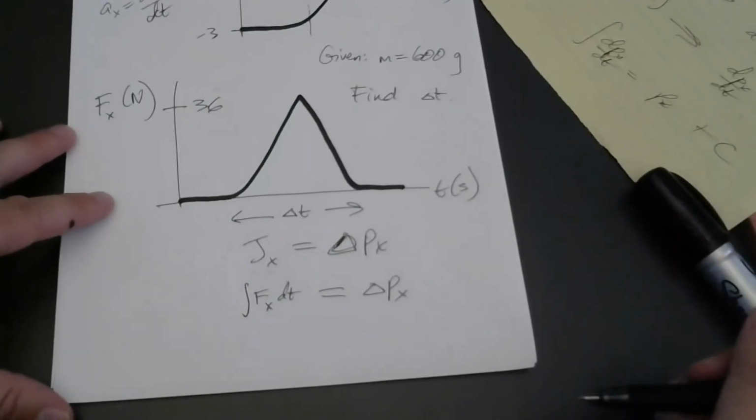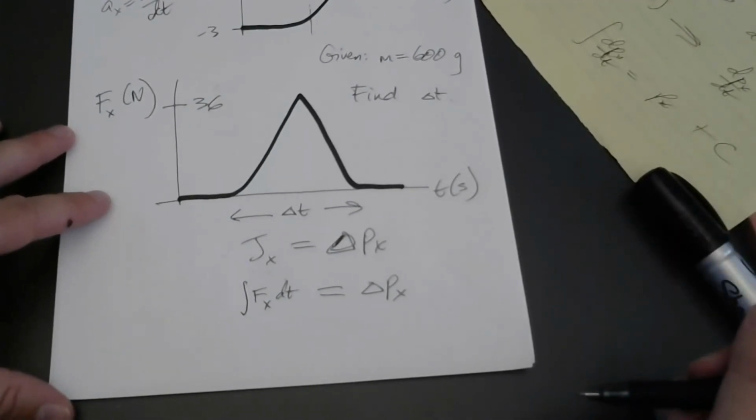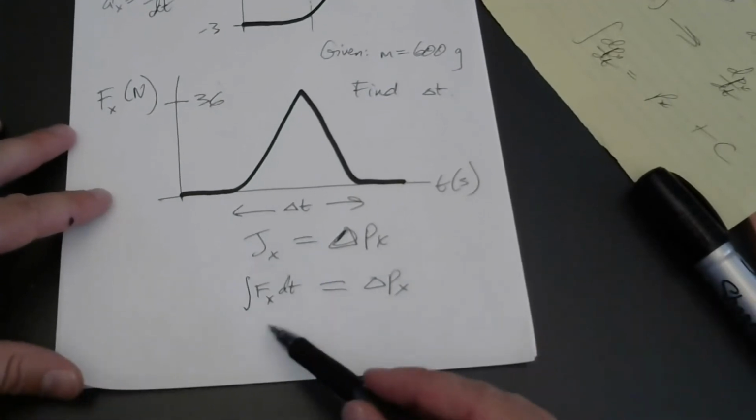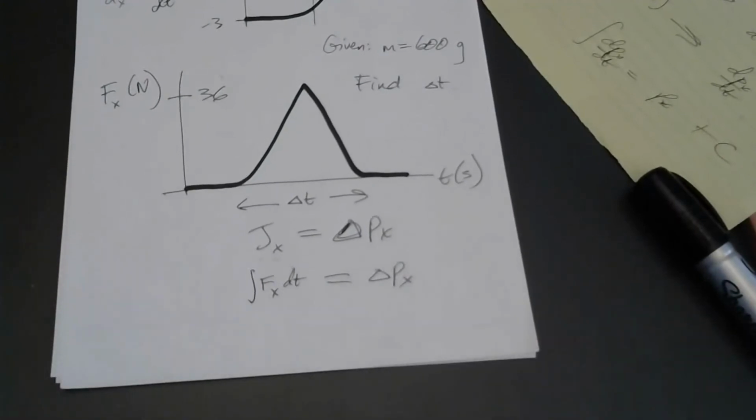That's perhaps one reason why pitchers tend to be taller people with longer arms, because they're able to push on the ball for a longer time. Or maybe you could say through a longer distance, but then you're talking about work.